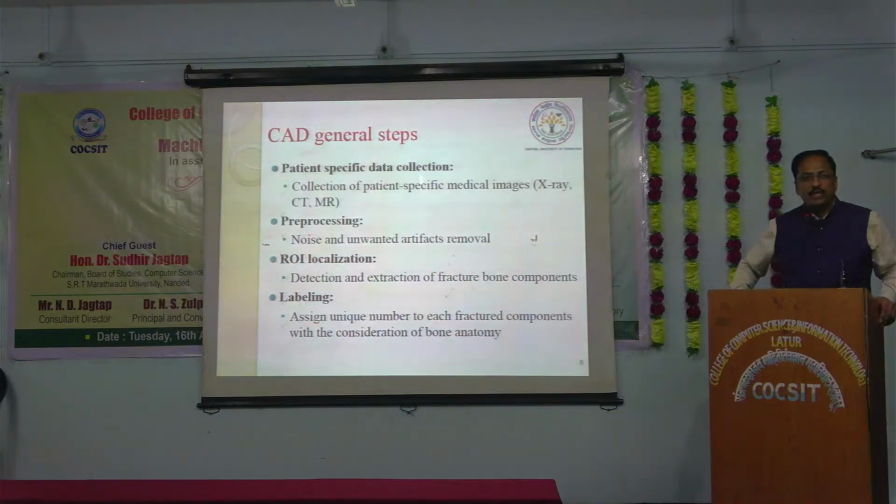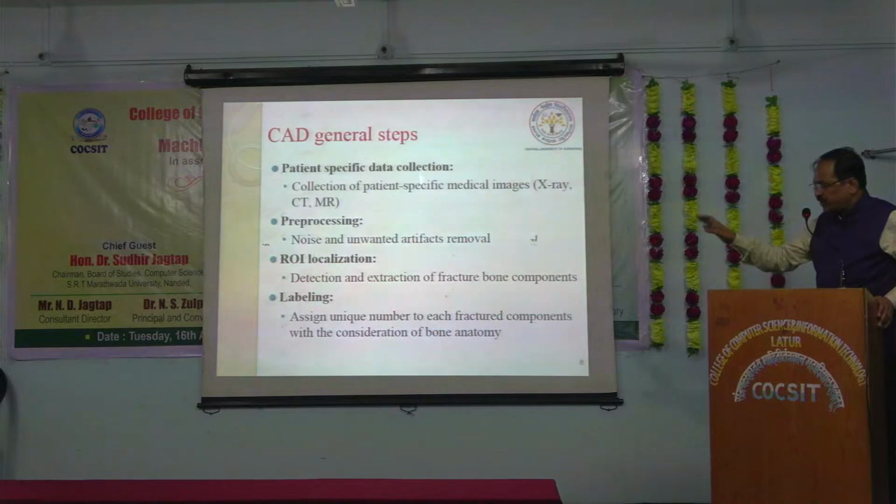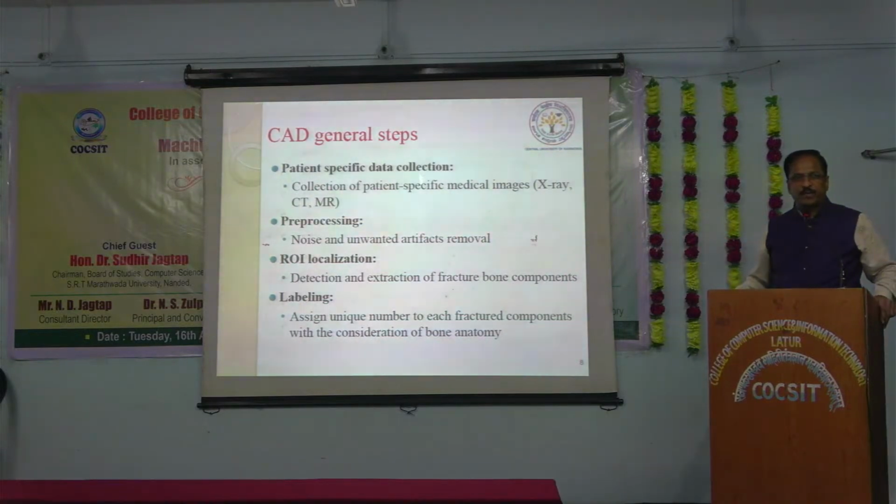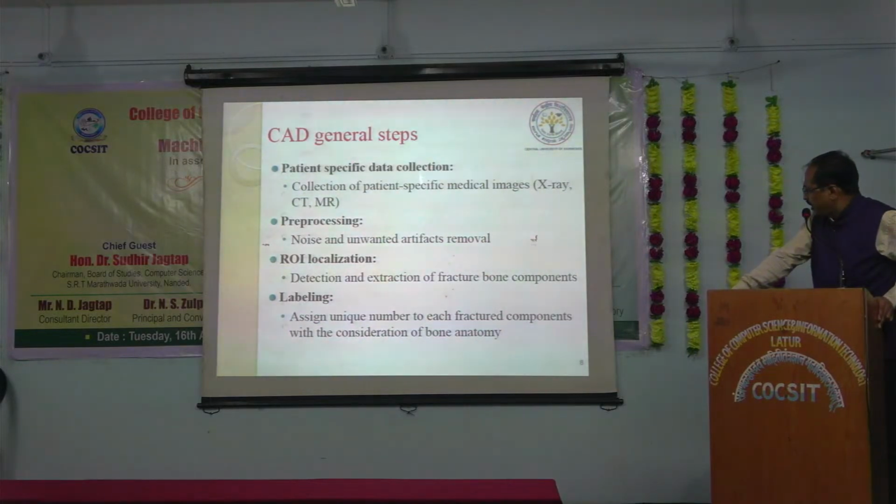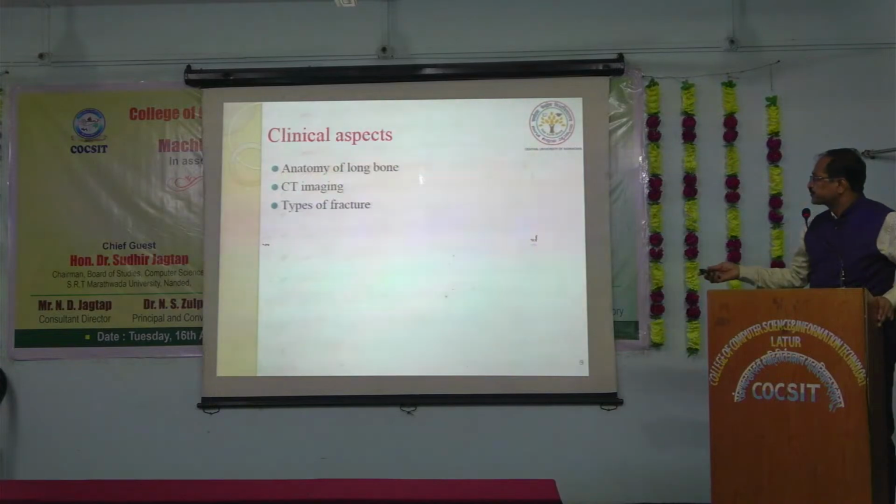Then we need to do labeling. Suppose there are multiple cracks or bone pieces, we need to label them. Suppose there are 4 pieces, we need to label each one, so that later when the doctor conducts surgery, they have to be put together. We have done all the experiments on broken bones, and I will show you later. So we assign a unique number to each fractured component with the consideration of bone anatomy.